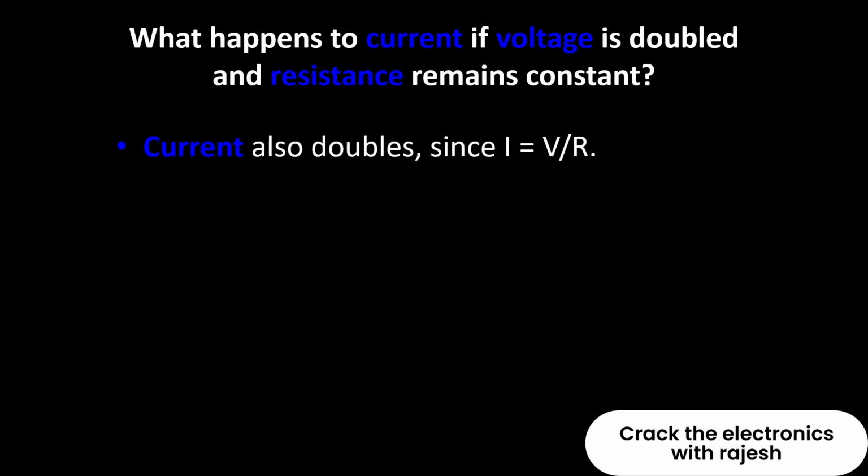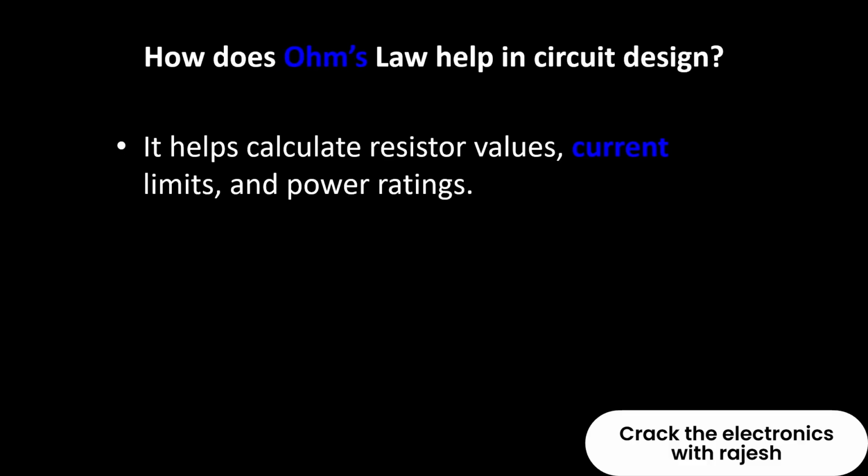So what happens to current if voltage is doubled and resistance remains constant? So current also doubles. I told you, right? I is equal to V by R, so I and V are proportional to each other. Resistance remains constant means definitely current also doubles if voltage is doubled.